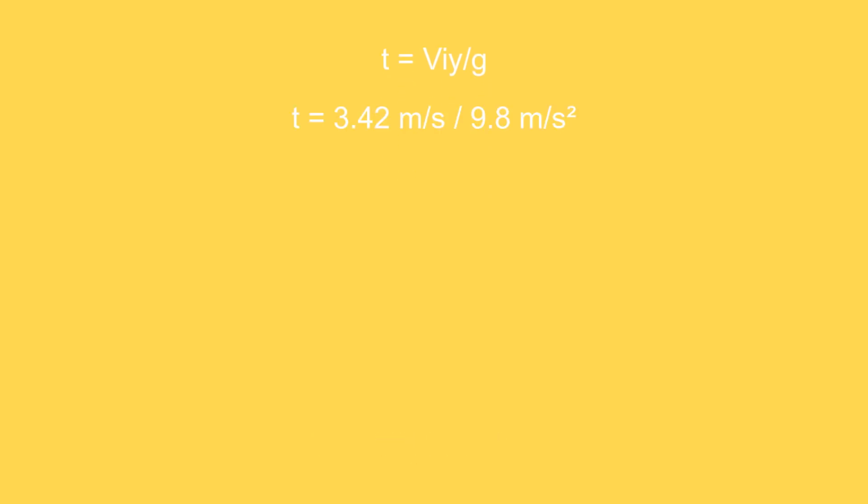Now that we have our initial vertical velocity, we can use it to get our time using the formula initial vertical velocity divided by gravity. Inserting our given, we have 3.42 meters per second divided by 9.8 meters per second squared, which gives us our time, 0.35 seconds. Next, we must get the horizontal distance.